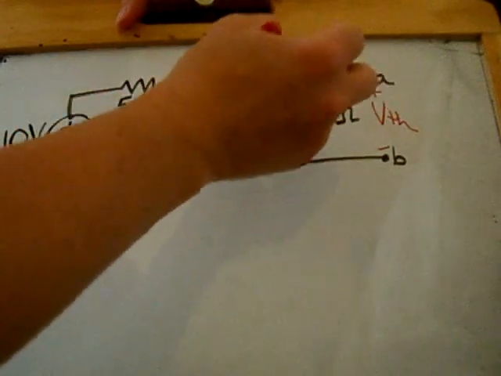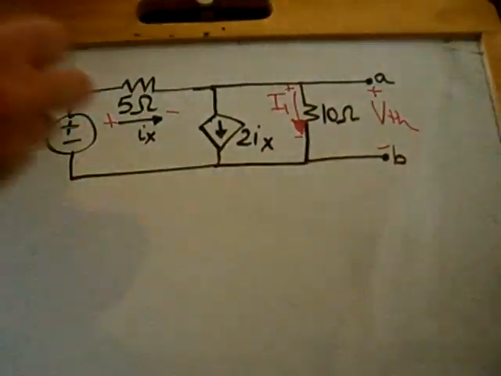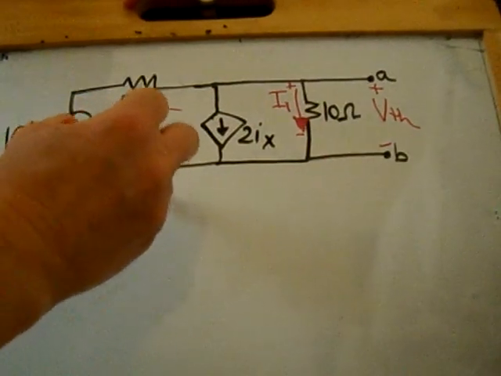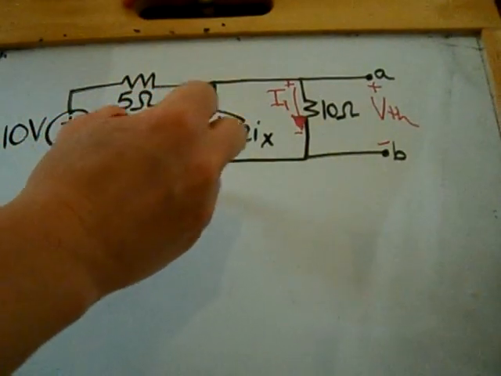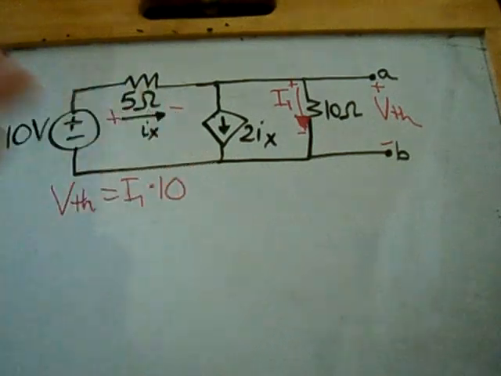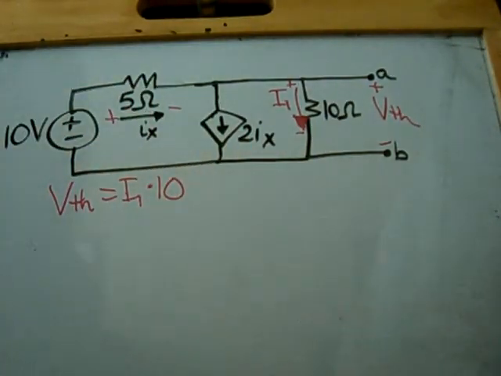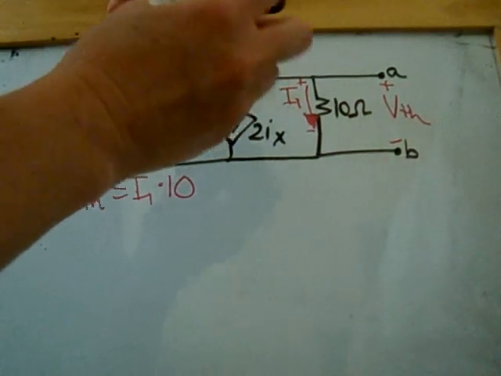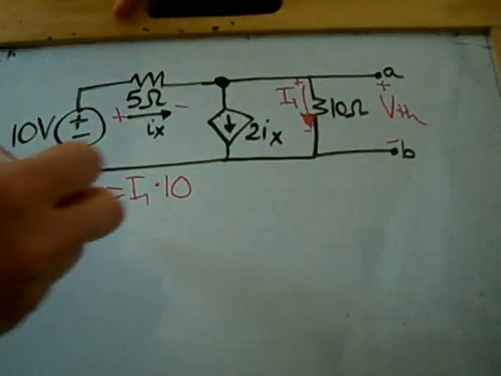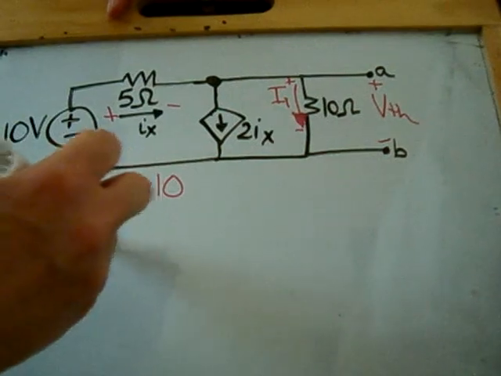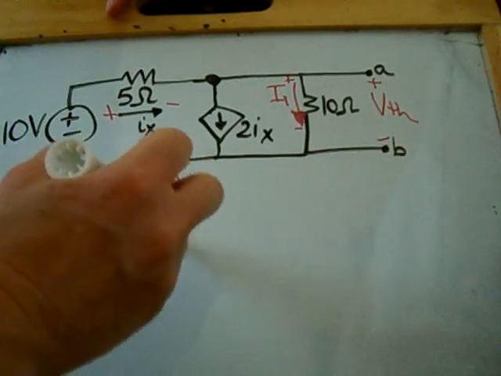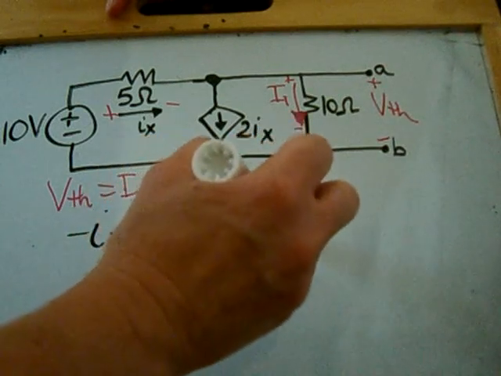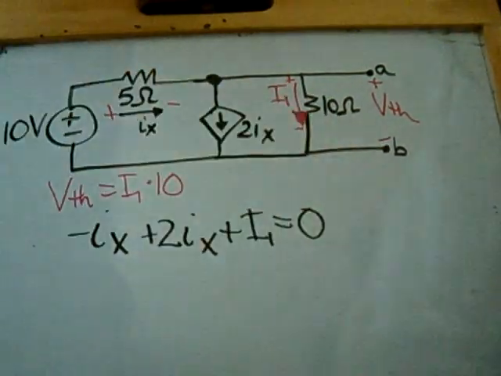We would have I1 times 10 is VTH. So in order to find I1, note that a current summation will produce an equation with I1 and IX. So coming in, I have a minus IX plus 2IX plus I1 equals 0 as my current summation.